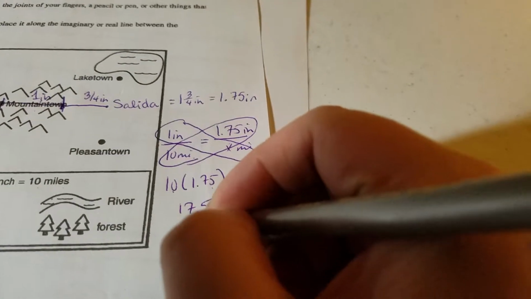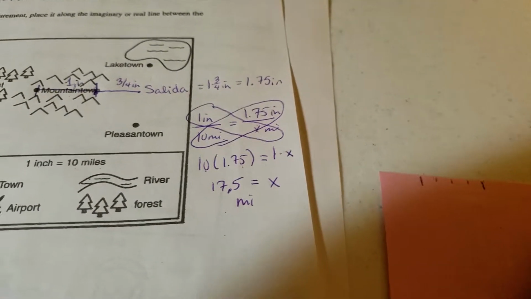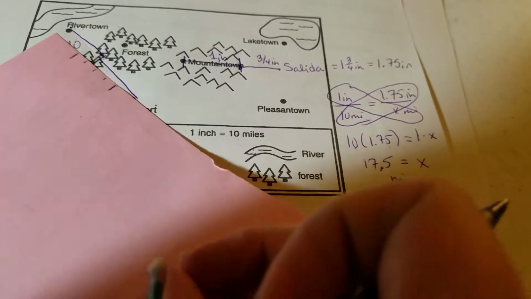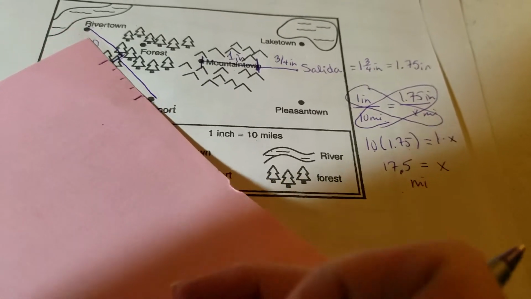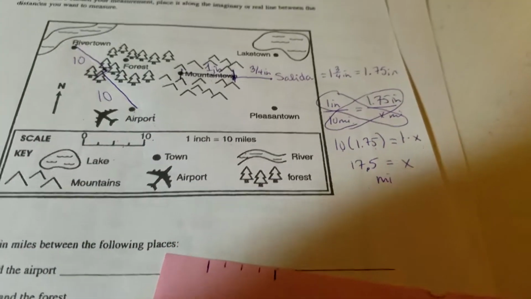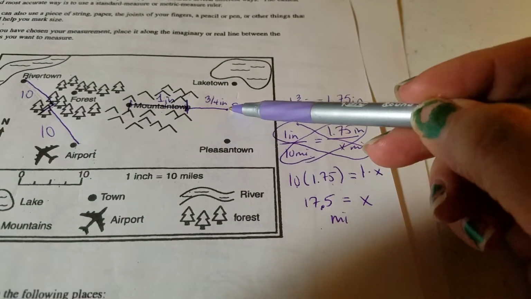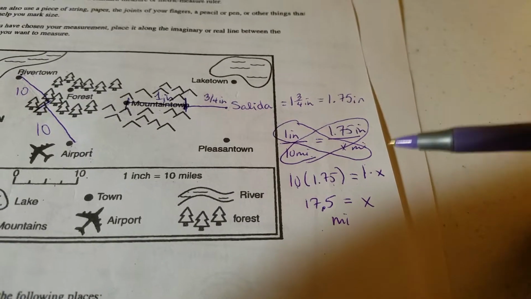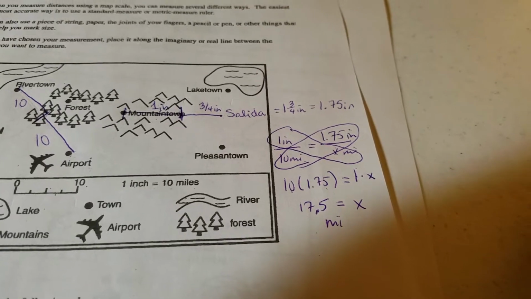So we're done. 17.5 miles. I wanted to show you that this could be easy if it ends up perfectly on a whole unit space, and then when it doesn't end up on a whole unit, how we can use what we've learned before to set up a ratio and proportion and solve for x.